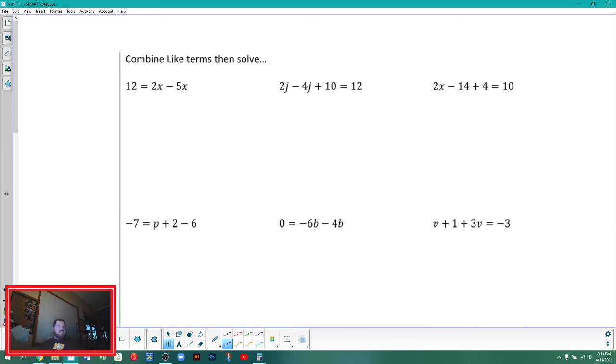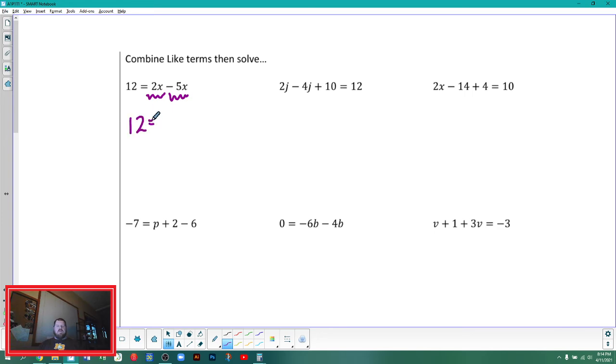So what we want to do is look at both sides of the equation and make sure that they're as simple as they can be. When I look at the left side of this equation, everything's good. It's just a 12. And when I look at the right side, I've got a little more involved. I have 2 terms with x's in them, and I want to combine those first before I try to solve this.